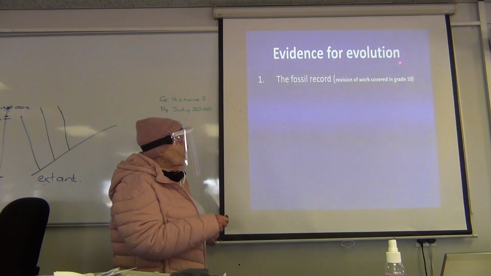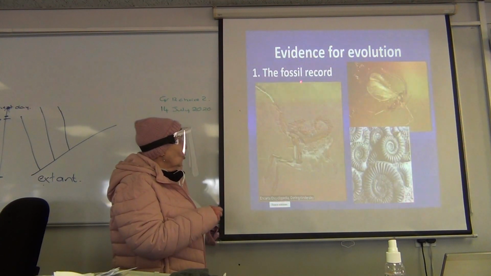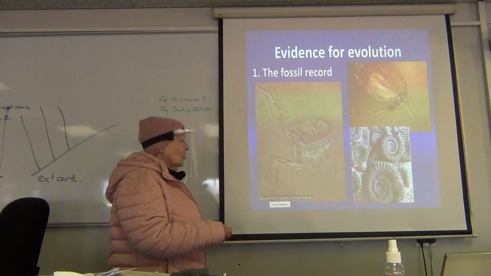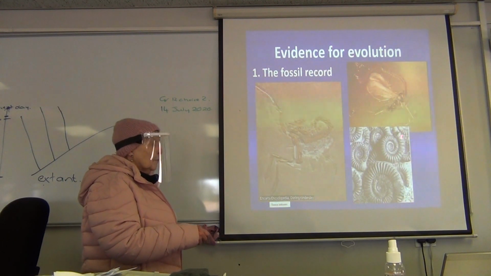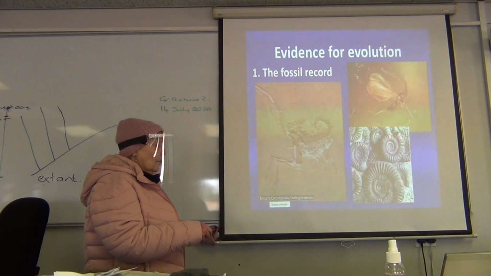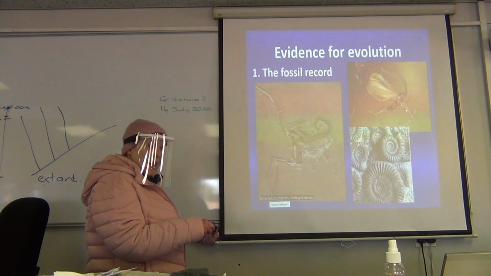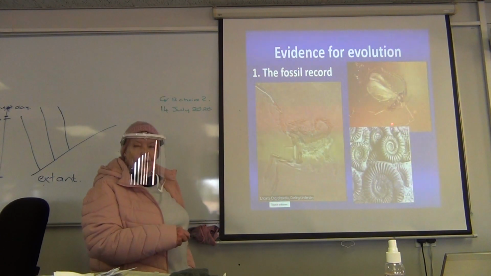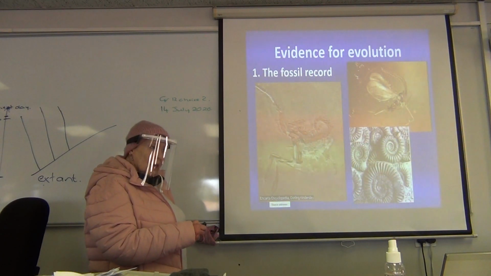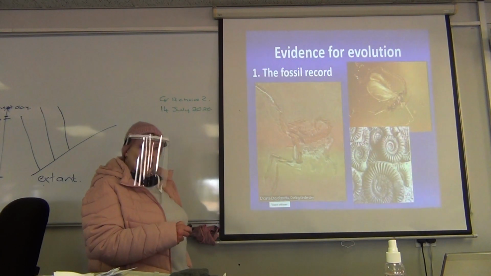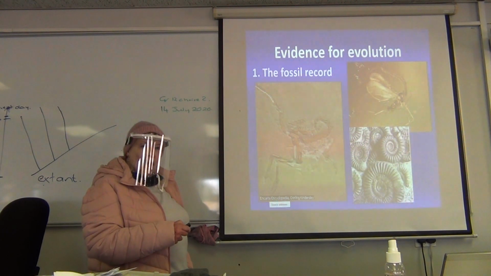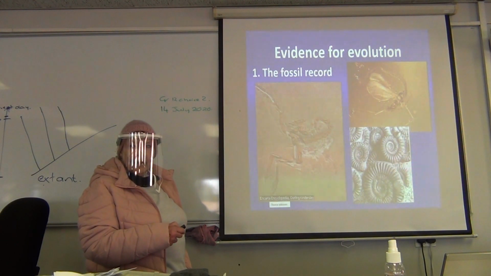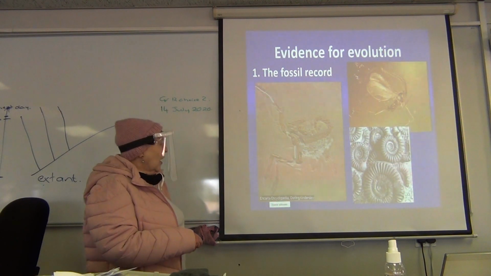The fossil record, and this is a revision of work covered in grade 10. So you know what fossils are, hey? Right, and you know that there are different kinds of fossils. So there are fossils that actually became permeated with minerals. You know about fossils in amber, and you know about trace fossils. So if your father or your mother poured concrete on the driveway and the dog walked over it, those footprints would be trace fossils. Okay, right, you happy with that?